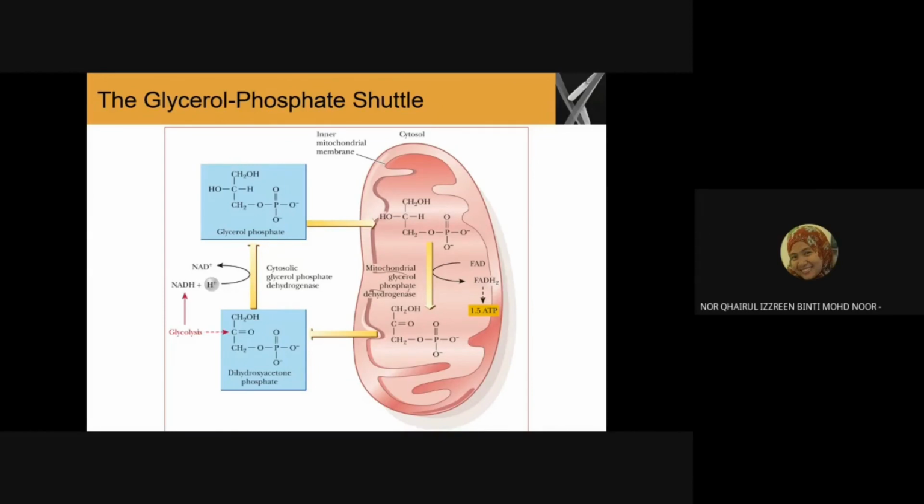So how many H ions will be pumped? No ions are pumped in complex number 2. But complex number 3 continues when the electron is transported, and 4 H plus will be pumped. In complex 4, 2 H plus will be pumped. A total of 6 H plus. So for this glycerol phosphate shuttle, only a total of 6 hydrogen ions will be pumped from the matrix to the intermembrane space.